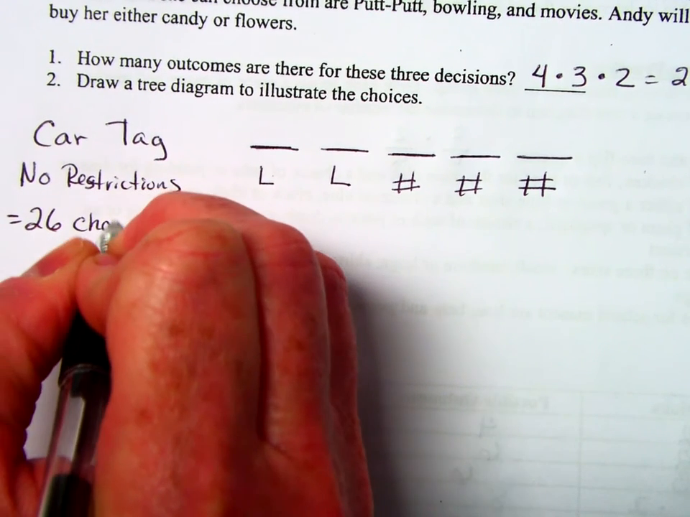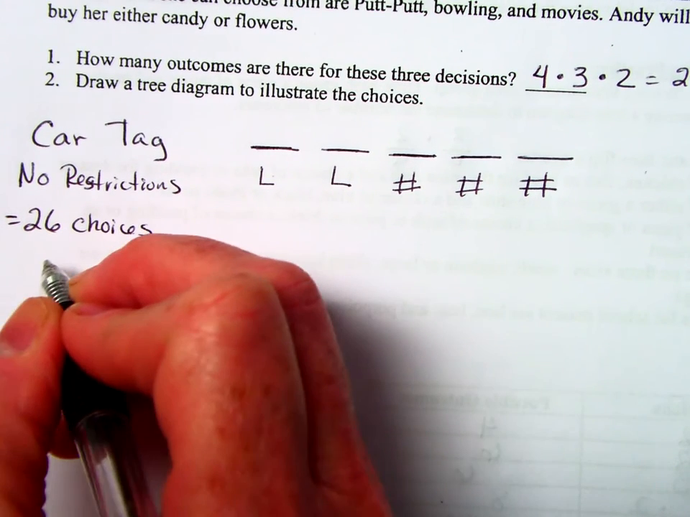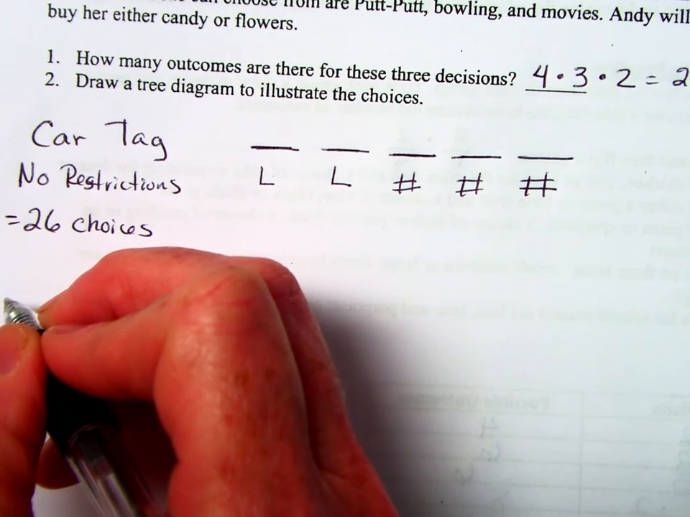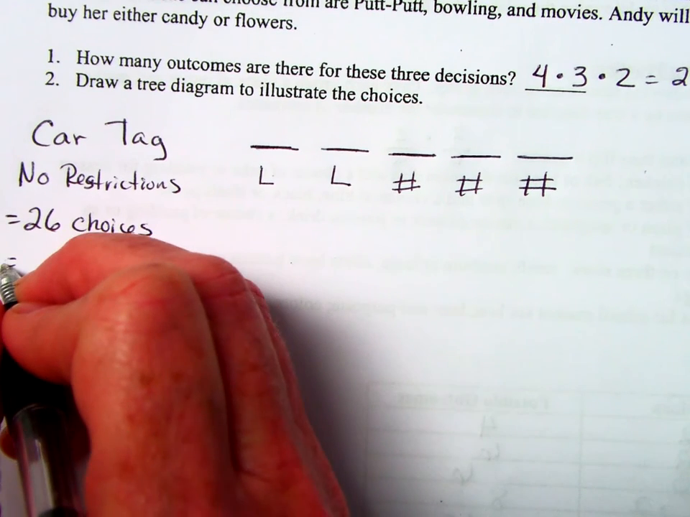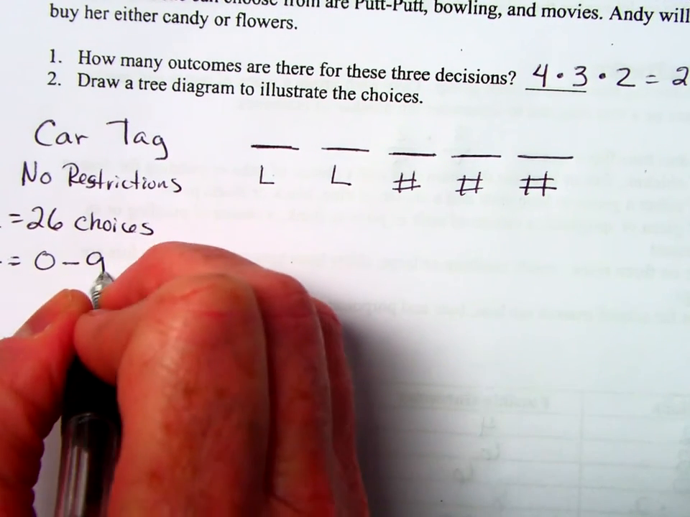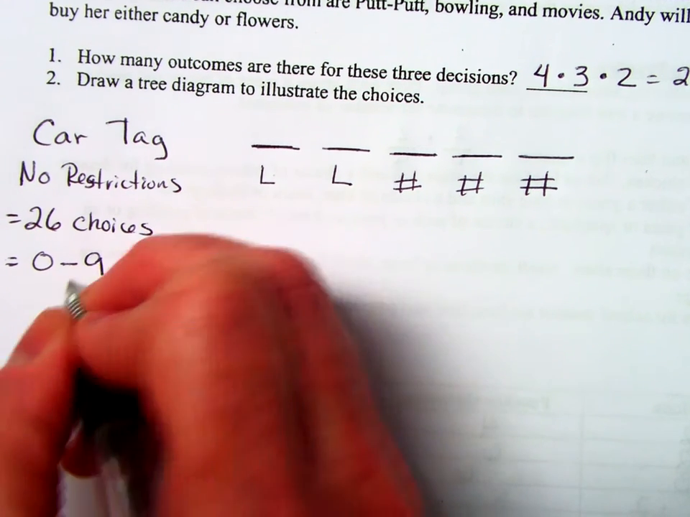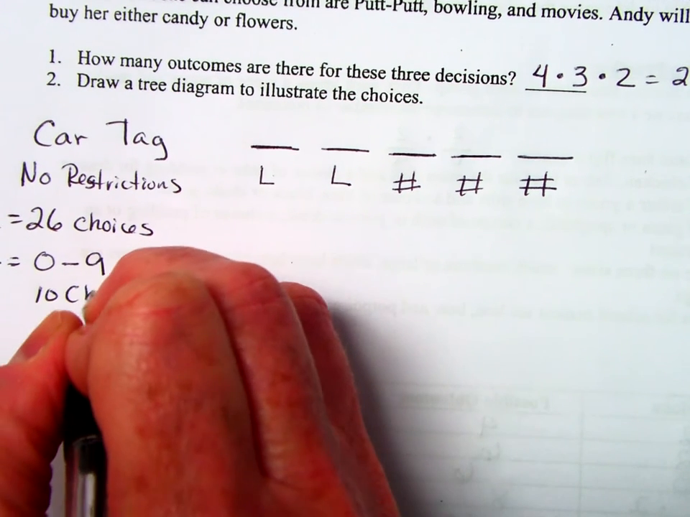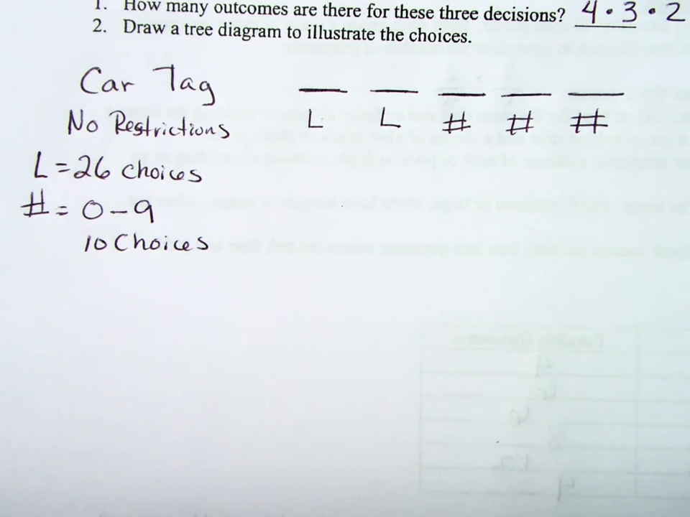And on the numbers, we can use 0 to 9 because it's only 1 digit per space, right? So on the numbers, we're going to use from 0 to 9. So how many numbers is that actually? That's actually 10 choices. Okay, so that's information that you need to kind of write down when you do these types of problems.